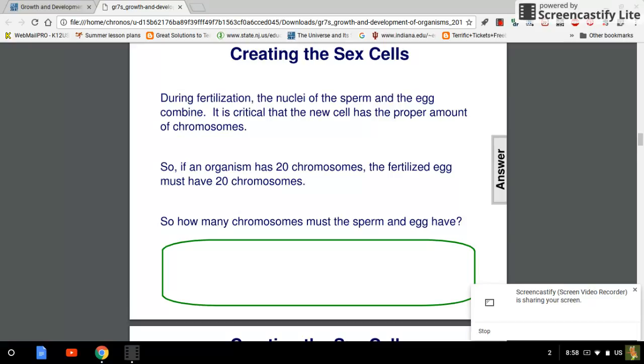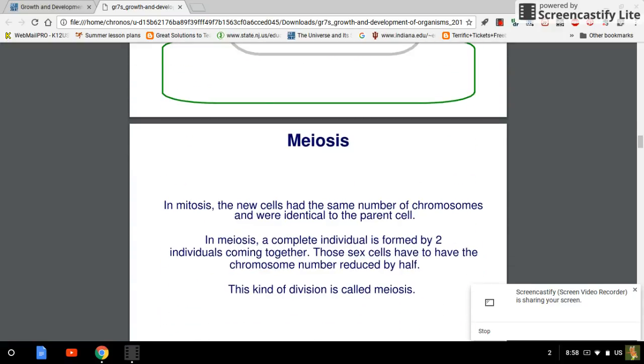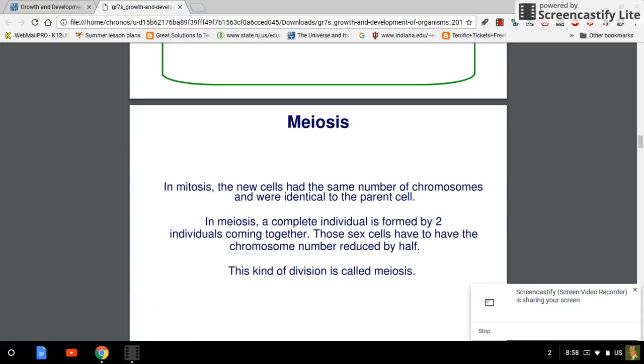It is critical that the new cell has the proper amount of chromosomes. So if an organism has 20 chromosomes, the fertilized egg must have 20 chromosomes. So how many chromosomes must the sperm and egg have? You're going to write down 10. In mitosis, the new cells have the same number of chromosomes as the parent cell. In meiosis, a complete individual is formed by two individuals coming together.